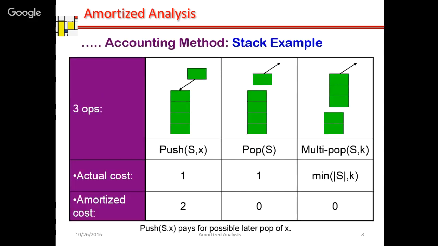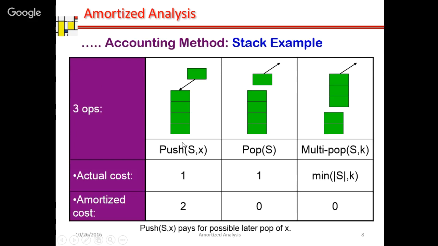Now let's look at the stack example for the accounting method. We have again the three operations: push, pop, and multi-pop. So we have our stack S, with items being added, then each item being popped one by one, and multi-pop, where S is the stack and k is the number of items to be multi-popped.